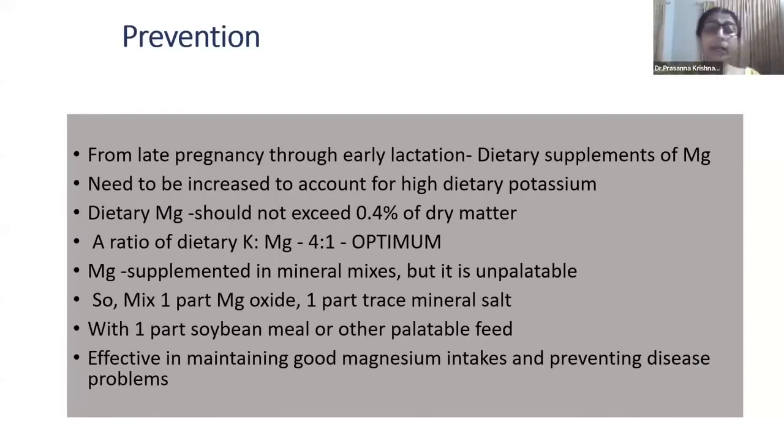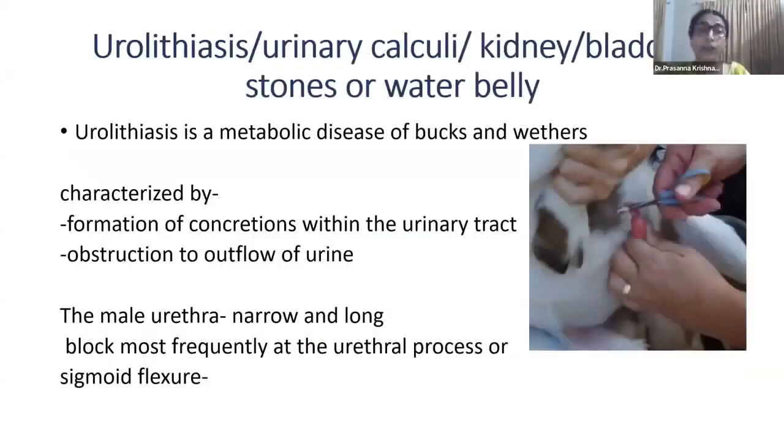And magnesium is supplemented in mineral mixes, but it is unpalatable. We can give it with the other mineral mixes, but to make it palatable, it is mixed with 1 part magnesium oxide and 1 part trace mineral salt, and added to that 1 part soybean meal or other palatable feed, so that the animal will easily take that feed. That will help with effective management, maintaining good magnesium intake and preventing conditions like hypomagnesemia. It's very common in sheep and goat.